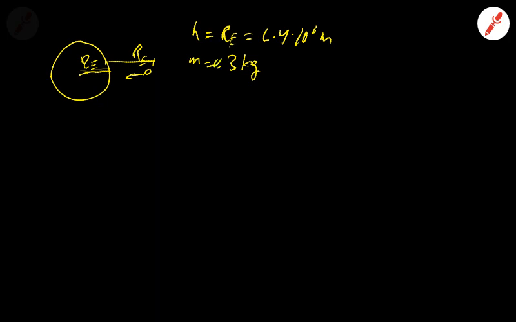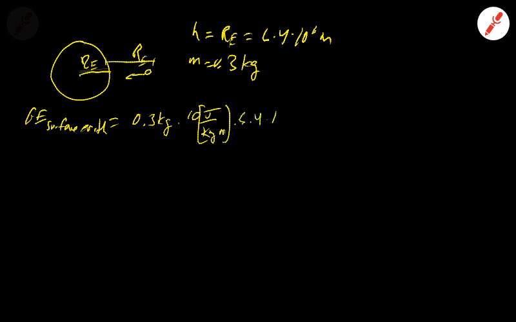How do they differ? Well, if I look at the first form, gravitational energy near the surface of the Earth, and notice we are not anywhere close to the surface of the Earth, I end up with 0.3 kilograms times the 10 joules per kilogram meter, so that g, times the height, which is 6.4 times 10 to the 6 meters, because I brought this ball up that high. All right. So that turns into about 1.9 times 10 to the 7 joules.